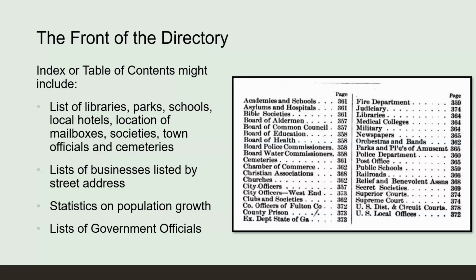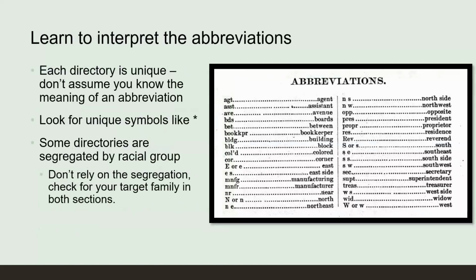There can also be great additional content to find at the beginning of the directory. So dig around a little while you examine that directory as a whole document, and you're often going to find additional information about a neighborhood. Learn to interpret the abbreviations. Each directory is unique, so don't assume you know what an abbreviation means, or if you're confused, go to the front of the directory and find the abbreviation section. There's going to be a lot of variation depending on the publisher.